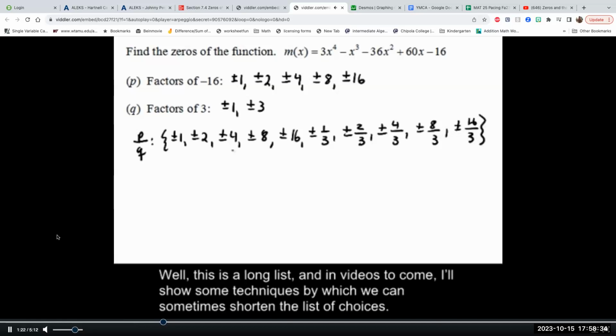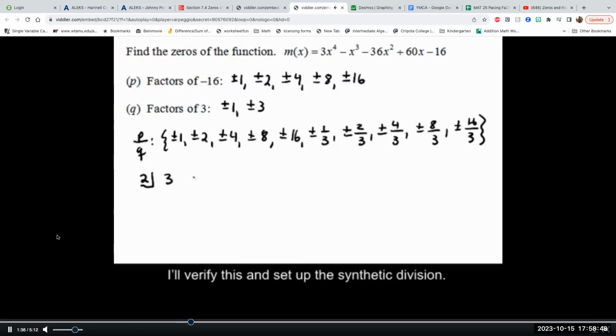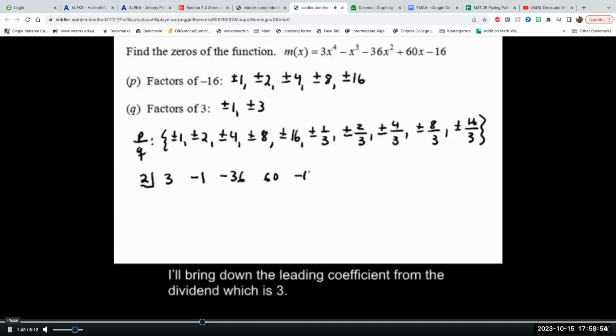Well, this is a long list, and in videos to come, I'll show some techniques by which we can sometimes shorten the list of choices. For now, I've already gone through and tested the values in the list, and have found that x equals 2 is a 0. I'll verify this and set up the synthetic division. I'll bring down a leading coefficient from the dividend, which is 3.